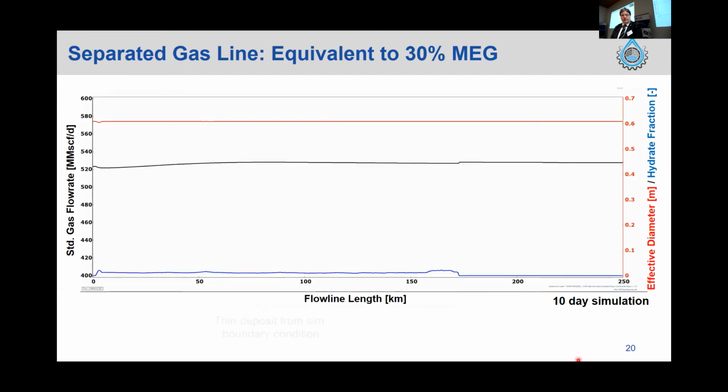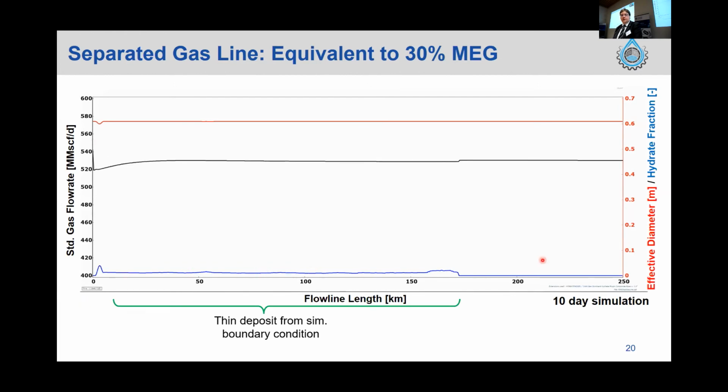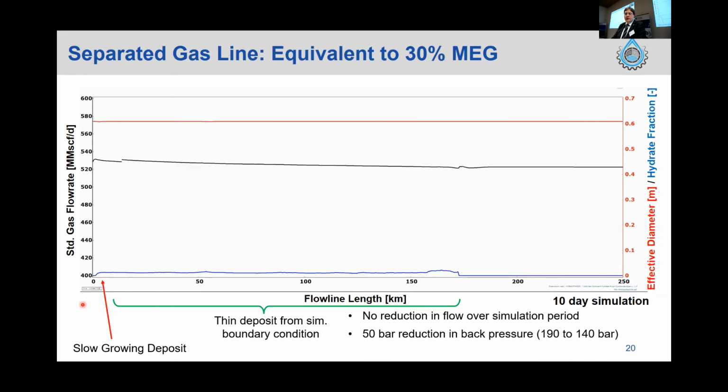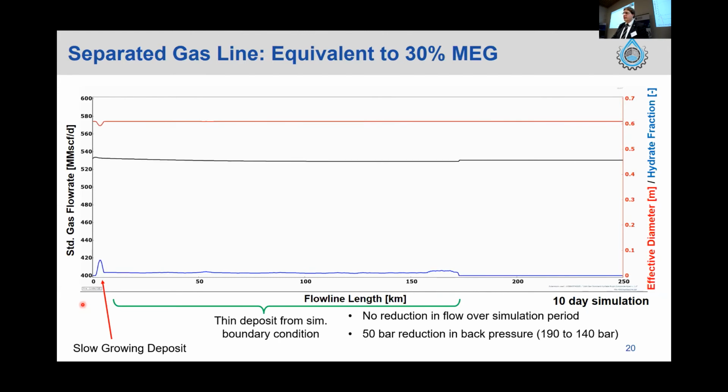So we play the video, and the first thing you notice is that you get this really long deposit which forms along here. This is just a boundary condition effect. The system is suddenly allowed to go into the hydrate region, and we see this occur. The main deposit that you see is this very slow growing deposit at the inlet here. And what we see is that this is growing a couple of percent over the course of the simulation, and you really don't see any reduction in the flow at all. What you do see is a significant reduction in the back pressure. So rather than 190 bar required to drive this system, you only need 140 in this case. So that has implications for the amount of time that you're able to produce the field, for example.